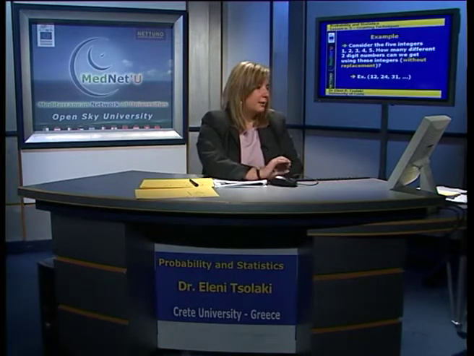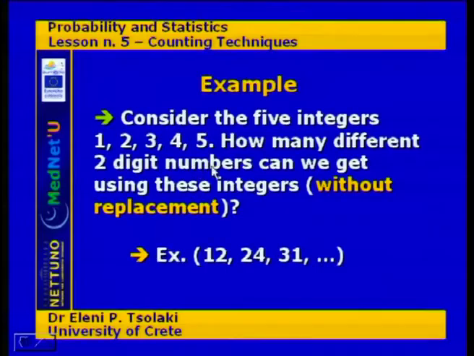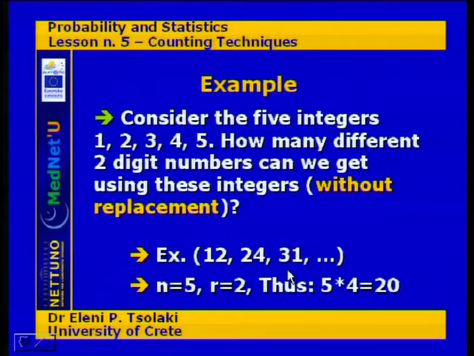Let's use our technique to find how many 2-digit numbers we can have. So in this case, n is 5, r is 2, we have a total of 5 numbers. We want to pick 2, and so we have 5 times 4 equals 20. The first time we can pick one of these 5. The second time, one will already have been picked, so we are left with 4.